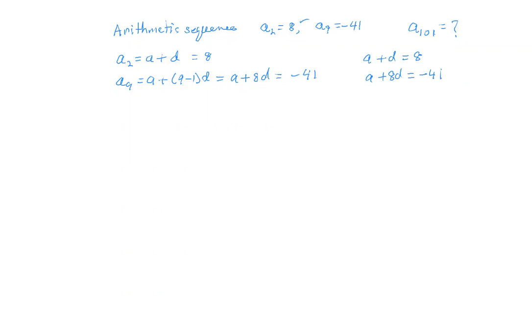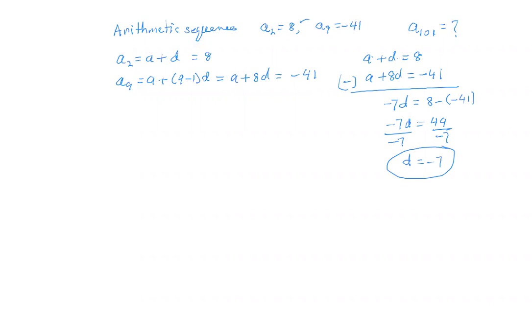Now you can solve it. Just subtract one from the other. If you subtract, A minus A is 0, D minus 8D is negative 7D, and 8 minus negative 41 is 49. So negative 7D is equal to 49. If you divide both sides by negative 7, that gives you D equal to negative 7. D is negative 7.